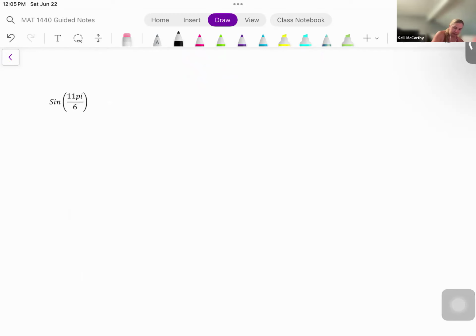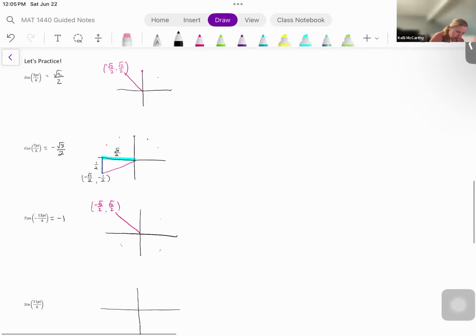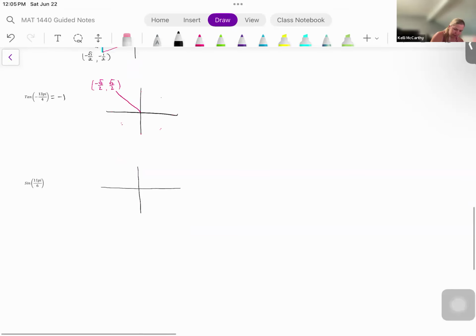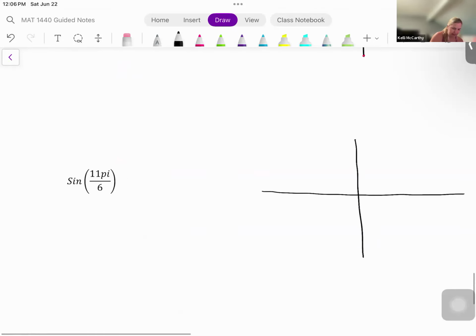Sine of 11 pi over 6. Let's change this to 11 pi over 3. I think that was my intent. We're going to make this sine of 11 pi over 3.